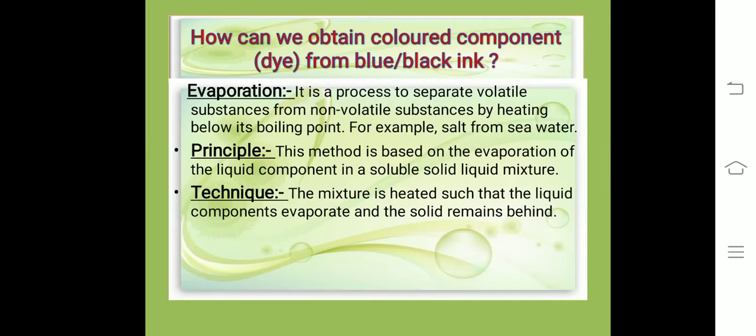How can we obtain colored component or dye from blue or black ink? Well, the process used here is evaporation. As we have already studied, evaporation is a process to separate volatile substances from non-volatile ones by heating below its boiling point. For example, salt is obtained from seawater through the process of evaporation.